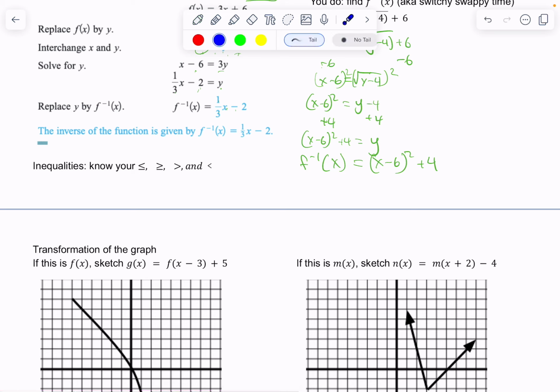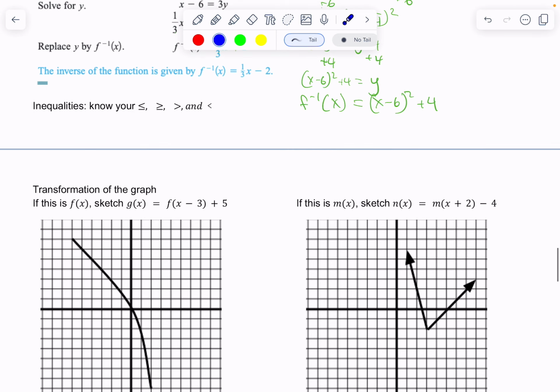On your own, as a review, I highly recommend you understand what your inequalities are. I'll have very minimal questions about it, but hey, you should know how to read an inequality. This is less than or equal to, greater than or equal to, greater than, and less than. Alligator likes to eat the big thing. Chomp, chomp. It looks like a monster.